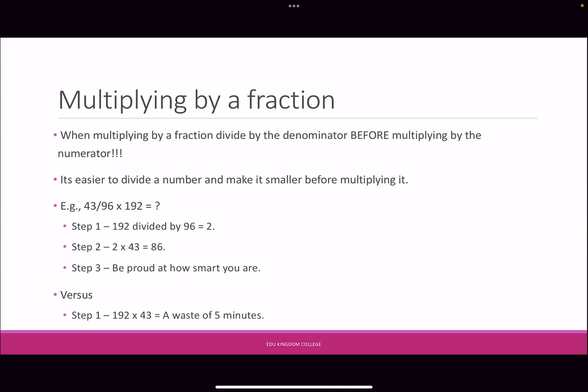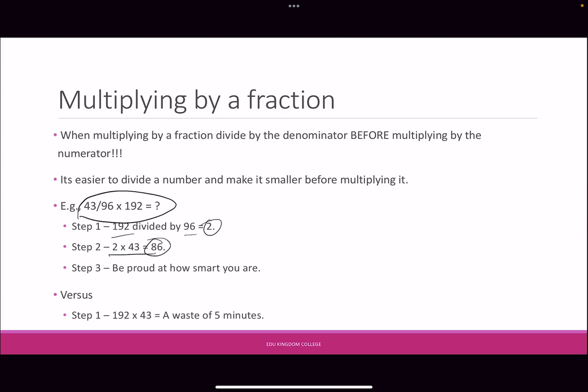So for example, let's say we have a multiplication question where we have 43 over 96 times 192. We've simplified as much as possible. But is it easier to multiply by 43 first or divide by 96 first? The correct answer is to divide first. So 192 divided by 96 equals 2. So 2 times 43 is what we have left over, which is 86, and you're done.